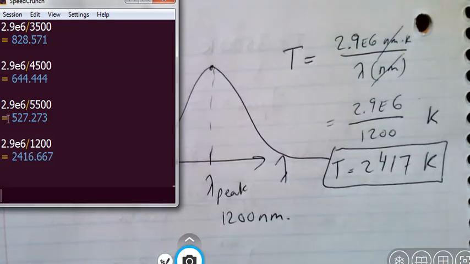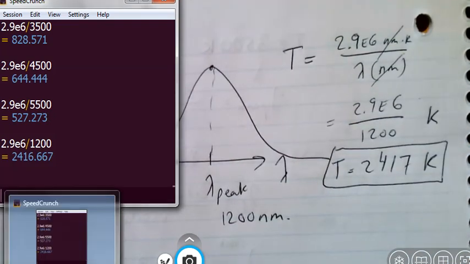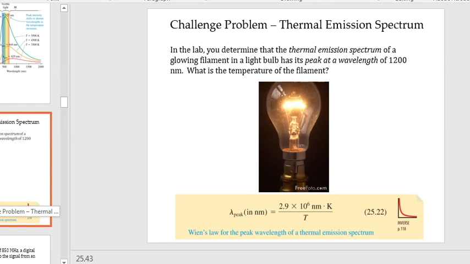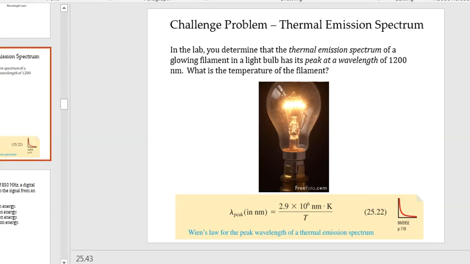Now this might sound ridiculously hot, right? I mean, most regular ovens only go up to about 500 degrees Fahrenheit, which is something like 200 or 300 degrees Celsius. So how could it be that we're getting up to the thousands of Kelvin? Why doesn't it just melt everything down around us? Well, the answer is because this filament here is actually very, very tiny. So it's not producing a ton of heat energy, but it is actually at this very, very high temperature.